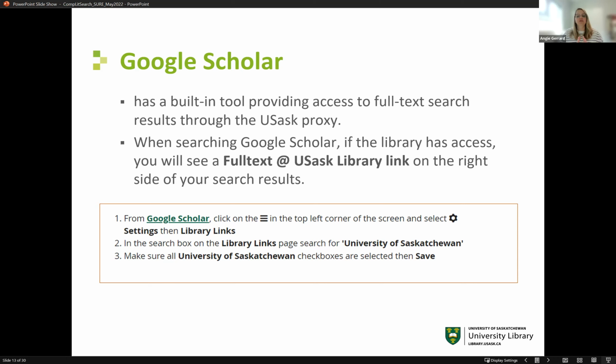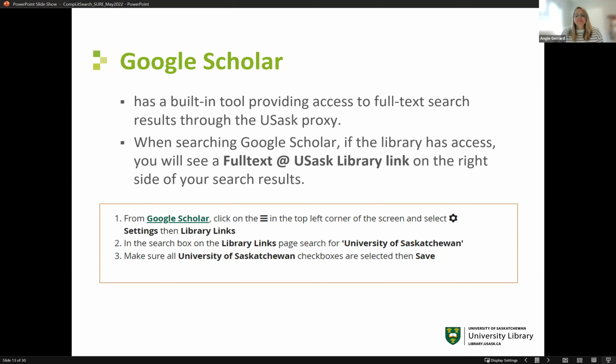And so you want to make sure you have access to that. The quickest way to provide seamless access is to set up your Google Scholar settings ahead of time, so before you start searching. As you can see on the screen, there are instructions on how to do that. And on your research log, I did include a link on how to set up the Google Scholar settings.